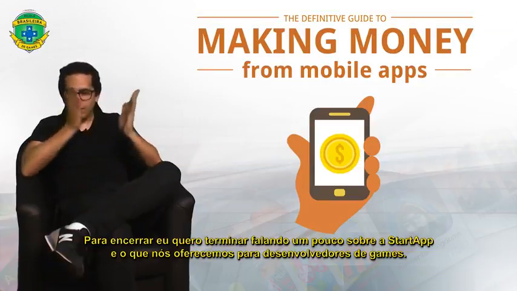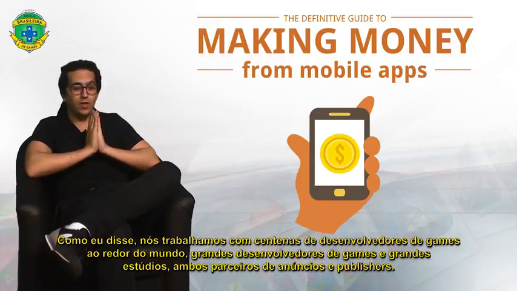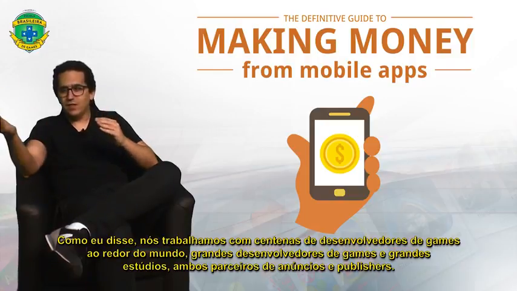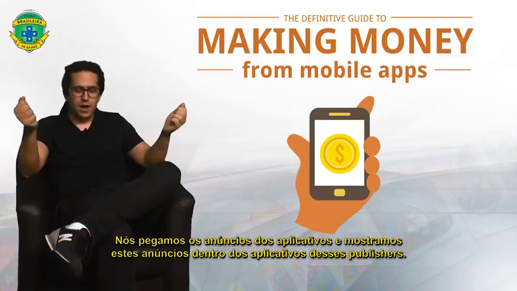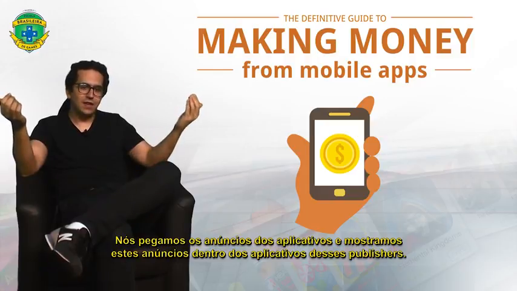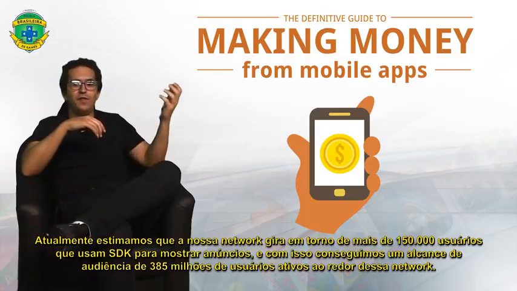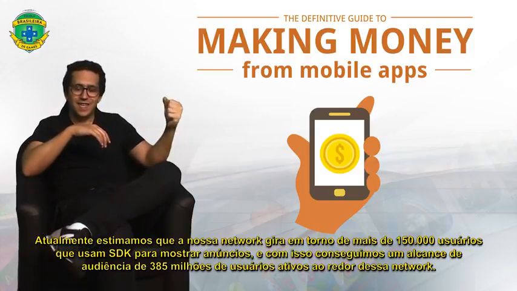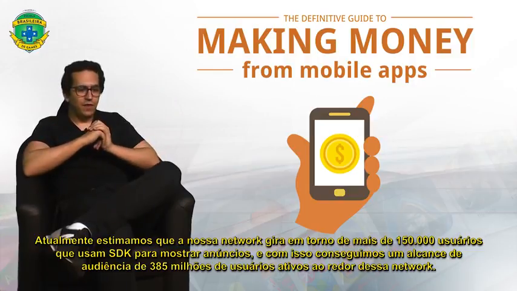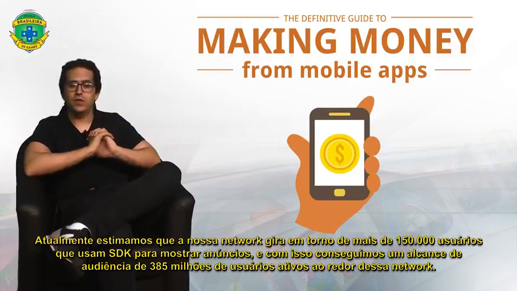Okay, so now I want to finish up a little bit to tell you about StartApp and what we offer game developers. As I said, we work with hundreds of game developers from all over the world. Our game developers and big game studios are both our advertiser partners and publishers. We take the advertised apps and we show these ads inside the publisher applications. We currently have a network of over 150,000 applications that use our SDK to show ads. And we have quite an amazing reach of about 385 million monthly active users across our network.